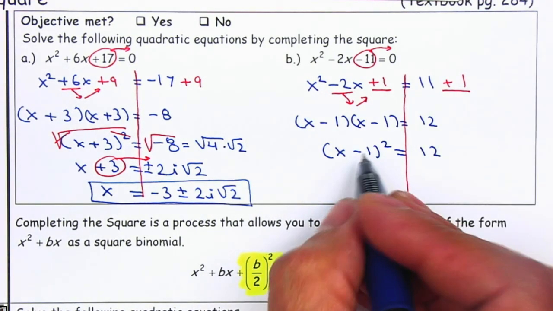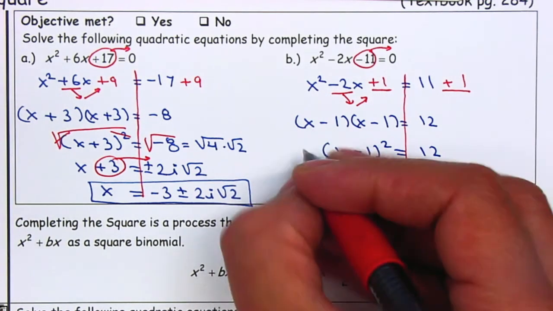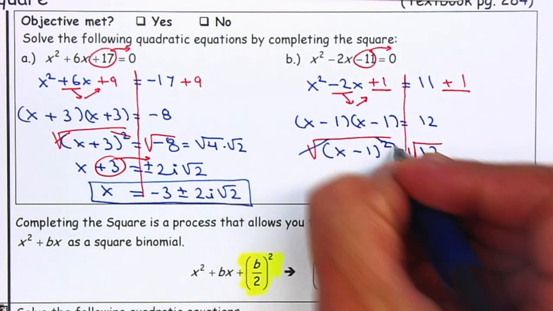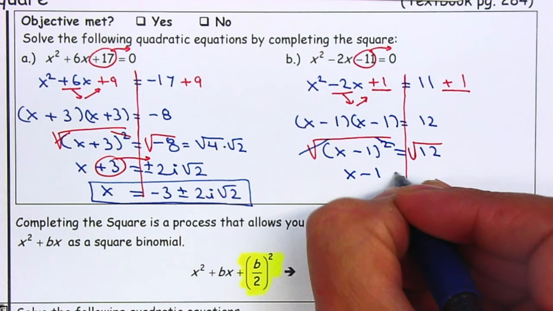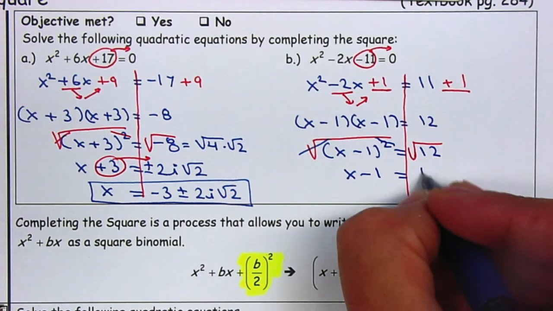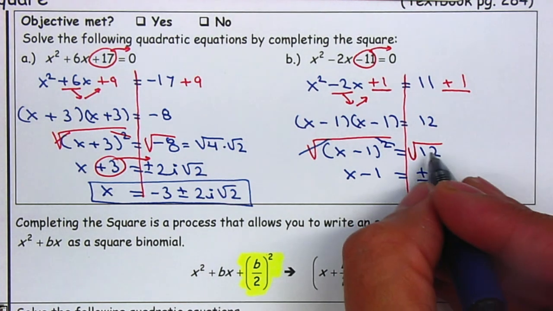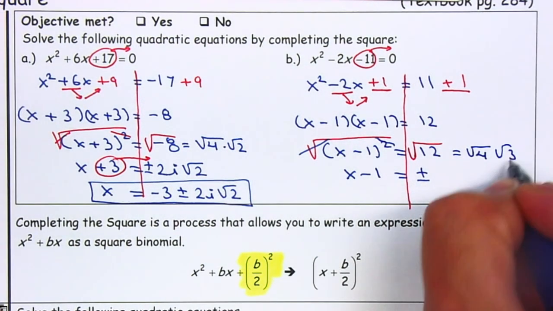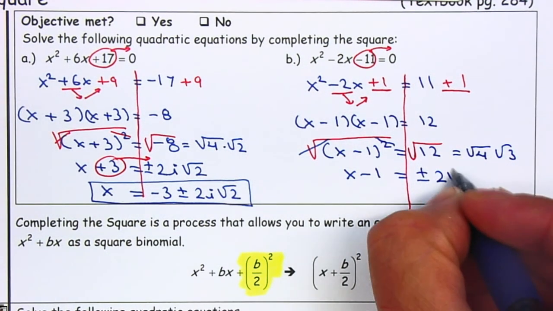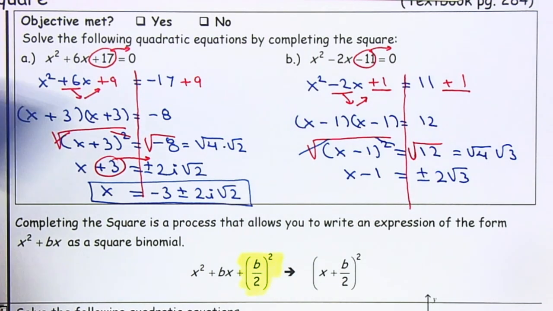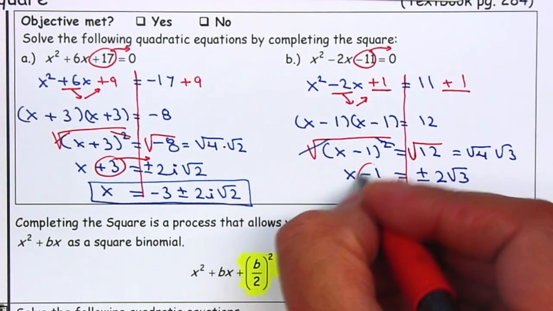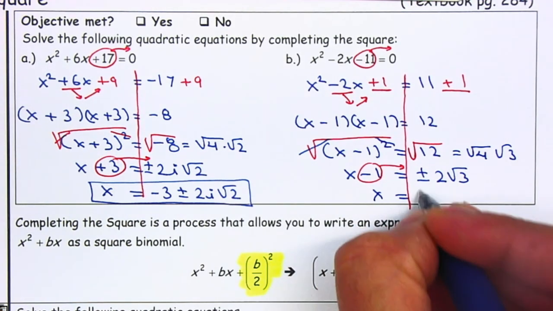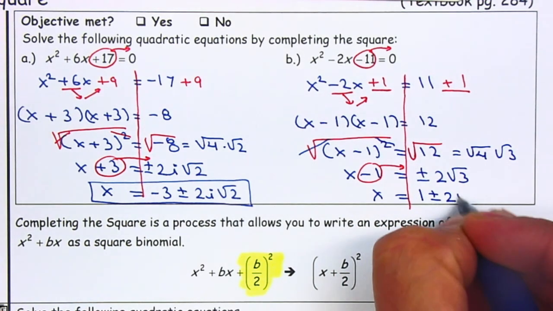Now I can get rid of the square by taking the square root on both sides. The square root and the square cancel, so I have x minus 1 is equal to, I know it's going to be plus or minus. Now I'm going to rewrite this as the square root of 4 times the square root of 3. Square root of 4 is 2, and then we have square root of 3. And the last step is to move the 1 to the right. It's going to become a positive. So 1 plus or minus 2 square root of 3.